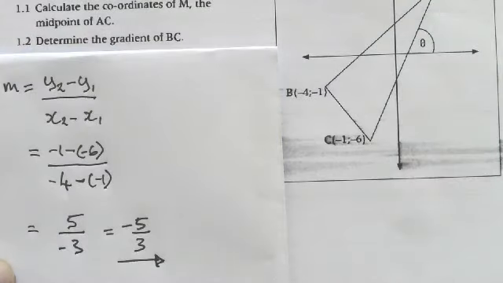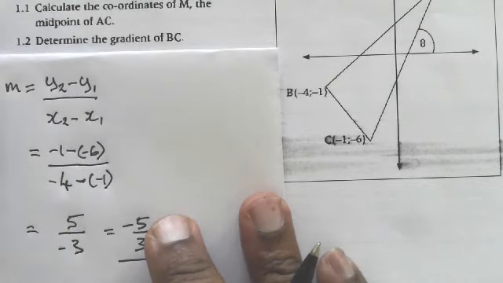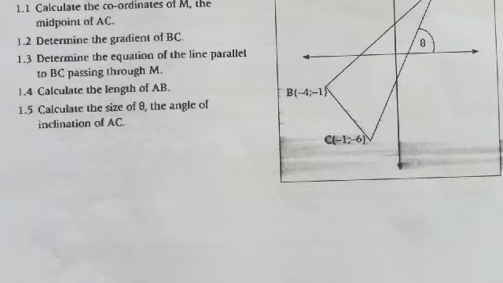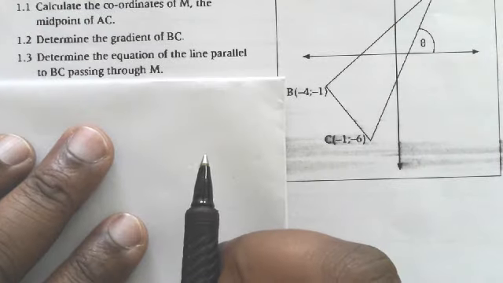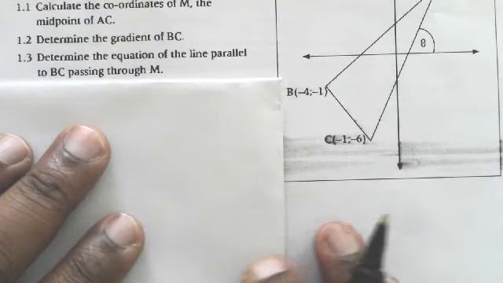So is the equation that MC equals something, I don't know. Which one, the equation of a straight line? 1.3, so they asked me to find the equation of the line parallel to BC. Yes, we're going to use that, definitely. Determine the equation of the line parallel to BC passing through M.